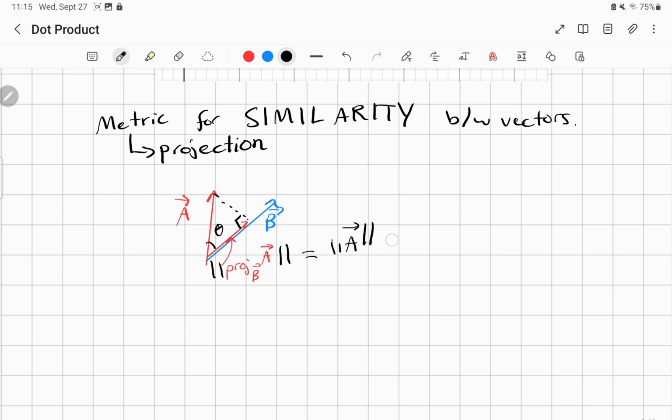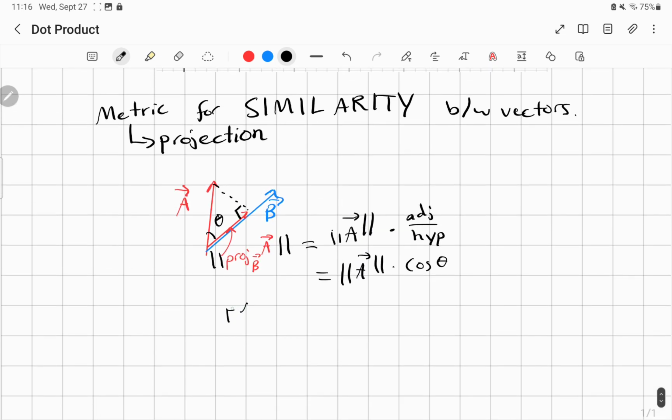Because it's times the adjacent length over the hypotenuse, right? The hypotenuse is just equal to the length A, and the adjacent is this length that we want right here, okay? So then it becomes A times cosine theta. So this is the projection of A onto the vector B. The projection of B onto the vector A is conversely equal to B times cosine theta.